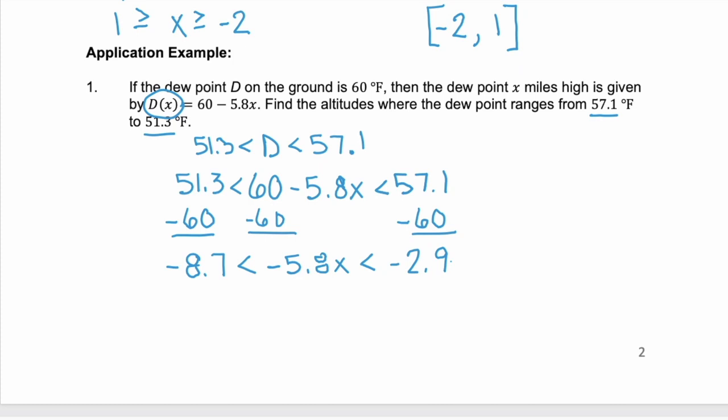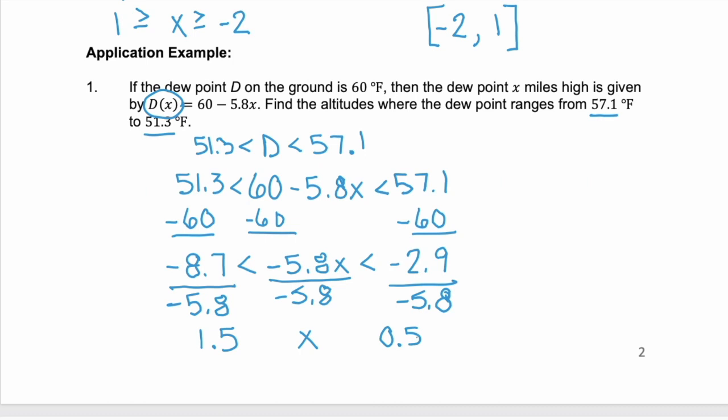Okay, so the last step, to isolate x, we need to divide by -5.8. So let's do that on both sides too. -8.7 divided by -5.8, the negatives will cancel and we get a positive 1.5. In the middle, the -5.8 simplifies to 1 and we're left with just x. And on the far right, -2.9 divided by -5.8 is actually 0.5. Now remember, we divided by negatives, so we're flipping those inequality signs.